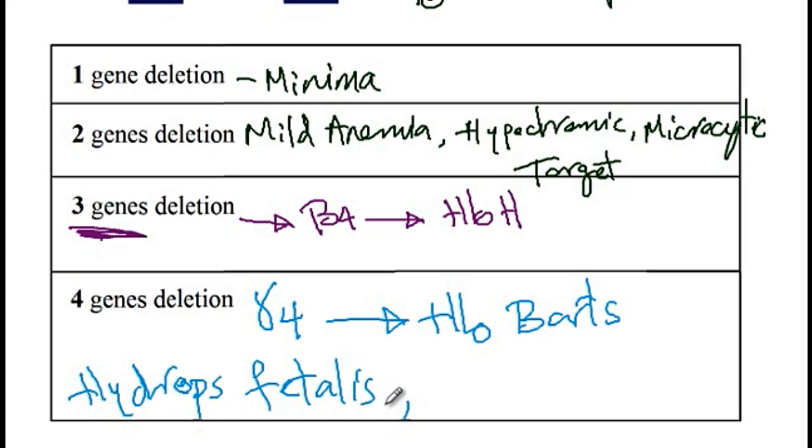So these patients would not survive birth, and the reason for that is that gamma 4 has extremely high affinity for oxygen, and it won't release it to the tissues. As a consequence of which, once these patients are born, the blood would not be able to release any oxygen to the different tissues, and thus they would die before or soon after birth.